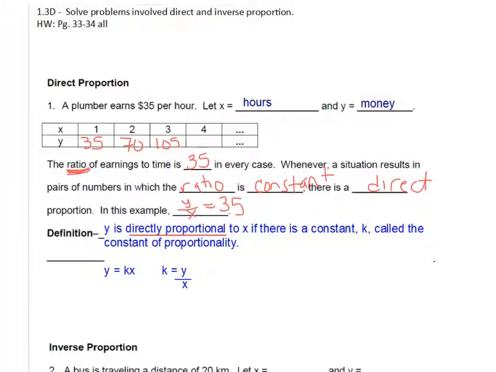Y is directly proportional to x if there is a constant k called the constant of proportionality. And there's 2 ways to think of this equation. We can have y over x is the constant, or if I isolate y here and I multiply x over, we get this form, y equals kx. We'll pause the video here for you to fill in all of the direct proportion information.